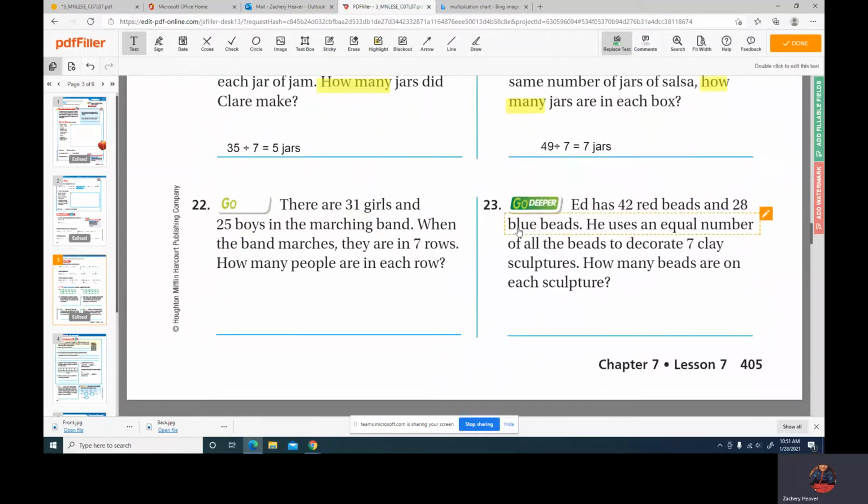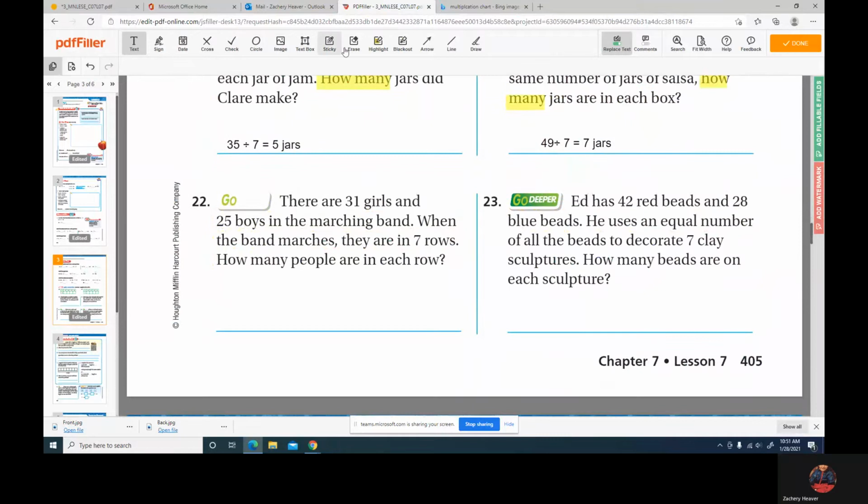The next one says, there are 31 girls and 25 boys in the marching band. When the band marches, they are in rows of 7. How many people are in each row? So we have to find the total number of boys and girls. Our first equation is going to be 31 girls plus 25 boys equals a total of 56 people, and members.